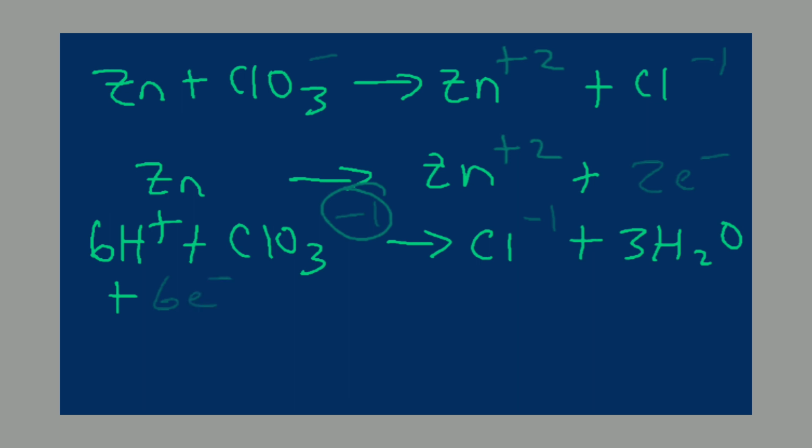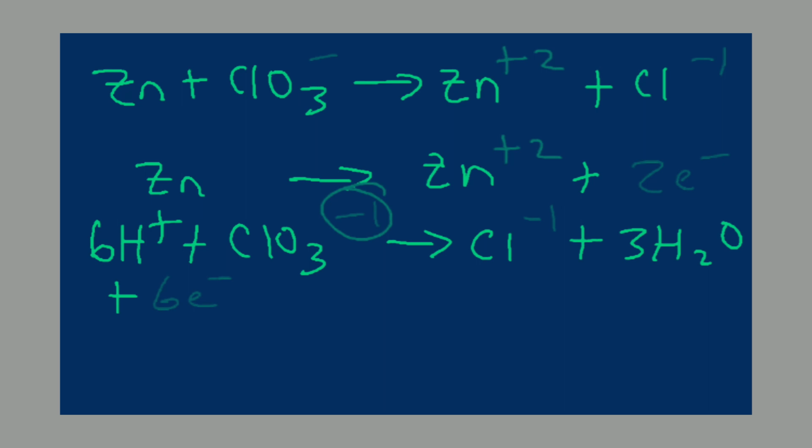Notice that for the other reaction, the electrons are on the right side. So for this one, they have to be on the left. They have to be on different sides of the reaction. They can't be on the same side, because one of the half reactions has to be oxidation and the other has to be reduction. So whenever the electrons are on the right side, it's oxidation. If they're on the left side, it's reduction.